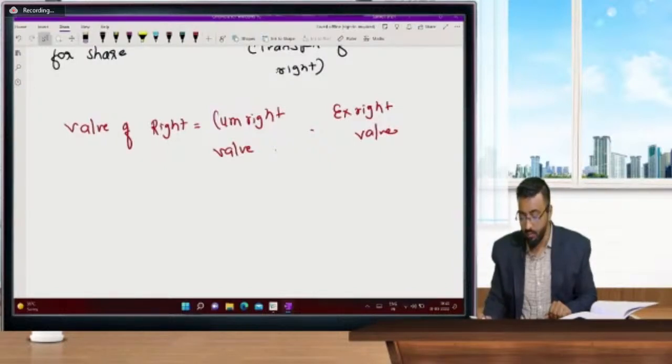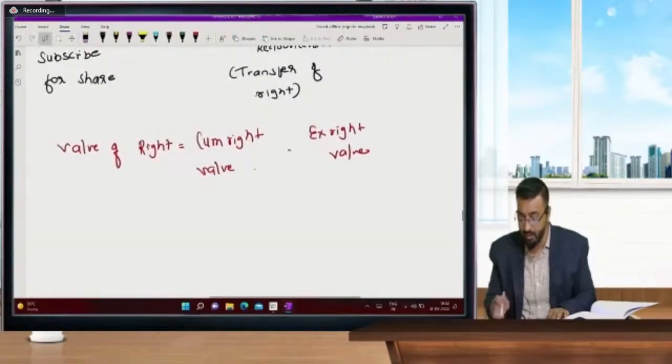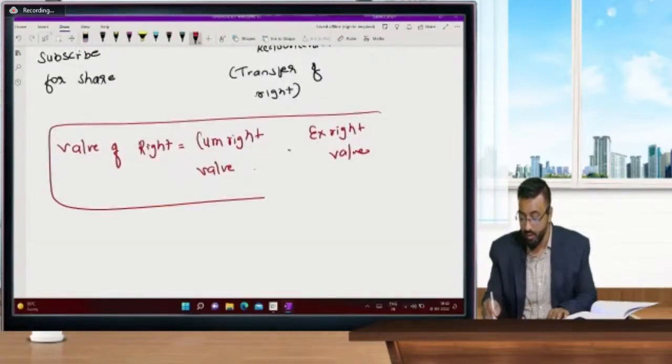So first I will solve one question for you for right shares. This is a concept of right shares. This is a new formula. Now what is cum right value and what is ex right value, that I am going to tell you in the question only.